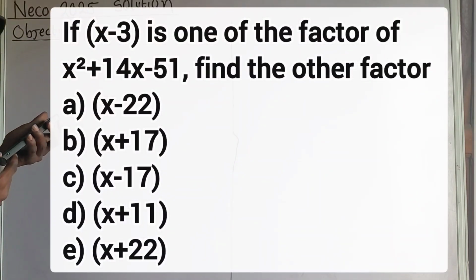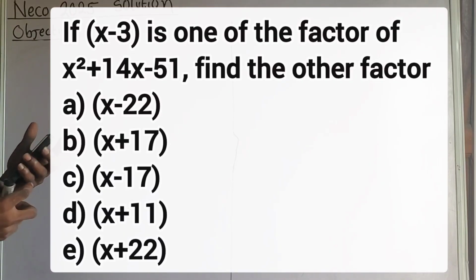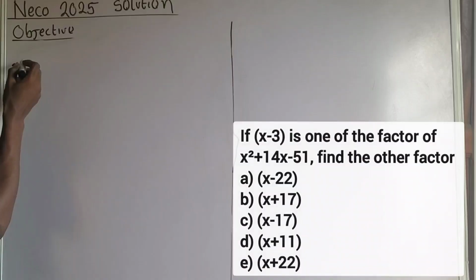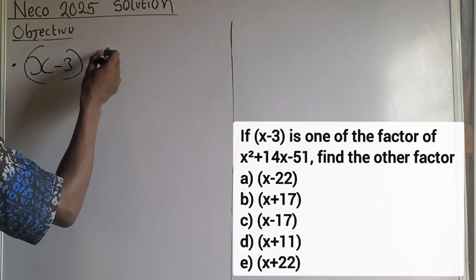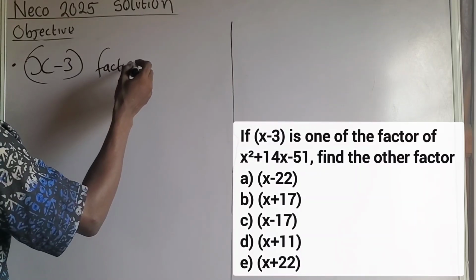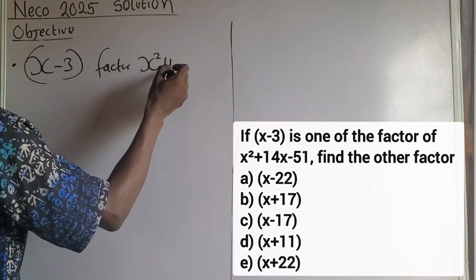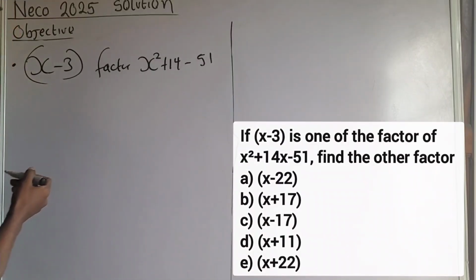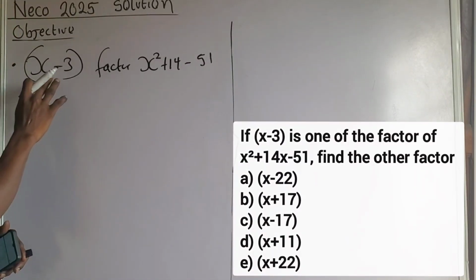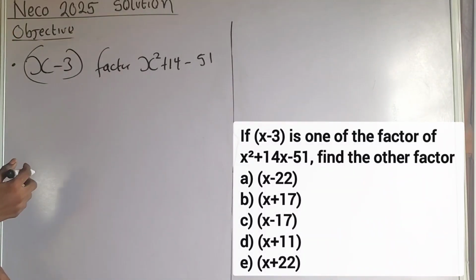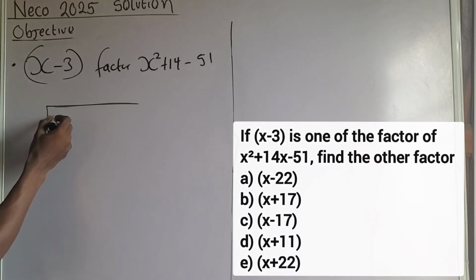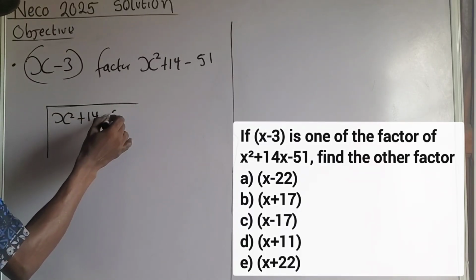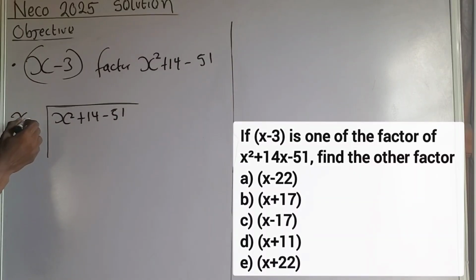If x minus 3 is one of the factors of x squared plus 14x minus 51, find the other factor. Okay. Please pay attention. If x minus 3 is a factor of this quadratic expression x squared plus 14x minus 51, find the other factor. Now, if you divide this by this, you are going to get the other factor. So let us make use of the long division method. We're going to have this x squared plus 14x minus 51, and we're going to have the divisor x minus 3.